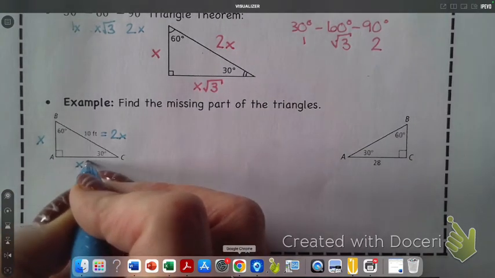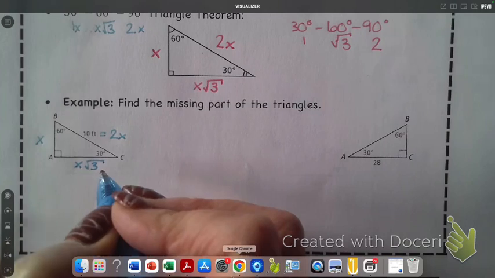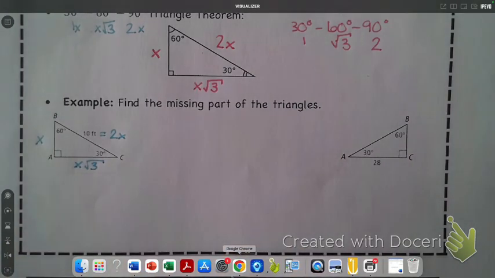Now, I will tell you, I personally always label what I have first, but I know kids that go, nope, the ratio is x, x square root of 3, and 2x. And guess which way they label it? x, x square root of 3, and 2x, in that order every single time. They do 30, 60, 90. When they do the 45, they do 45, 45, and then the 90, because they remember it that way, and that's the way they're going to write it. Does it matter how you do it? Nope, as long as you get it right.